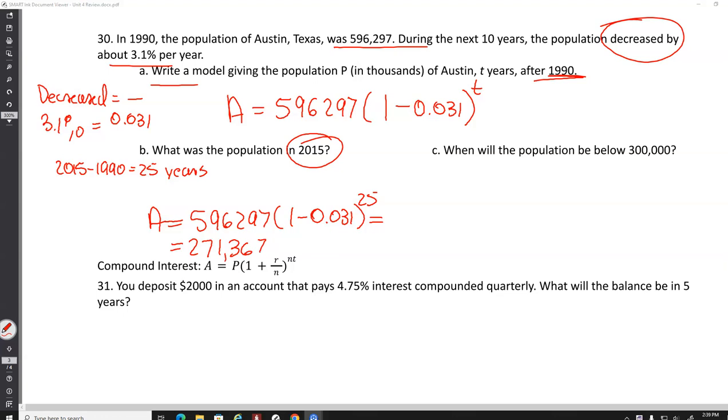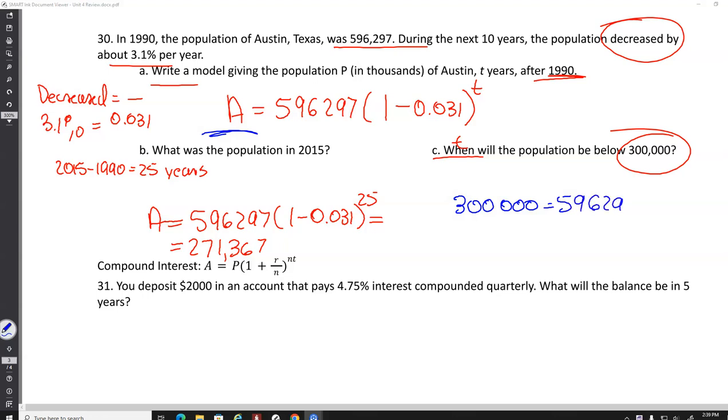All right. Now, it's saying when will the population be below 300,000? So this is giving us an outcome. So now we're solving for when, which is t, okay? So now, instead of my A right here, I'm going to put my outcome of 300,000. Now, my initial was 596,297. It was 1 minus 0.031, and now I do not know the time, okay?